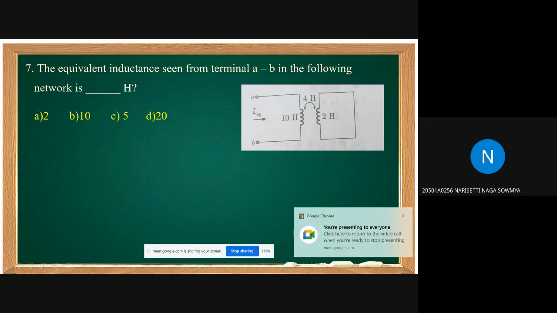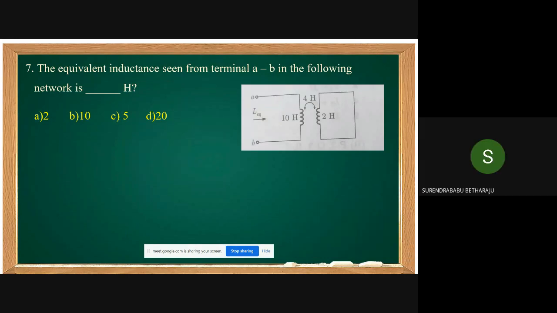Option D, sir. Option D. We are getting 20 H. Yes, we'll check that. Actually, here the secondary terminals are shorted. But it is not given whether it is aiding or opposing, because we don't know the dot polarity. Dot polarity is not given.